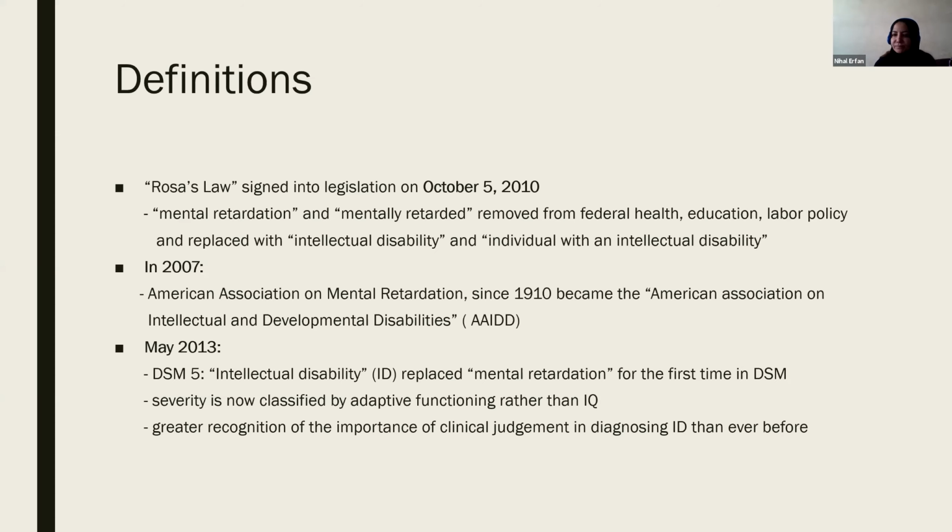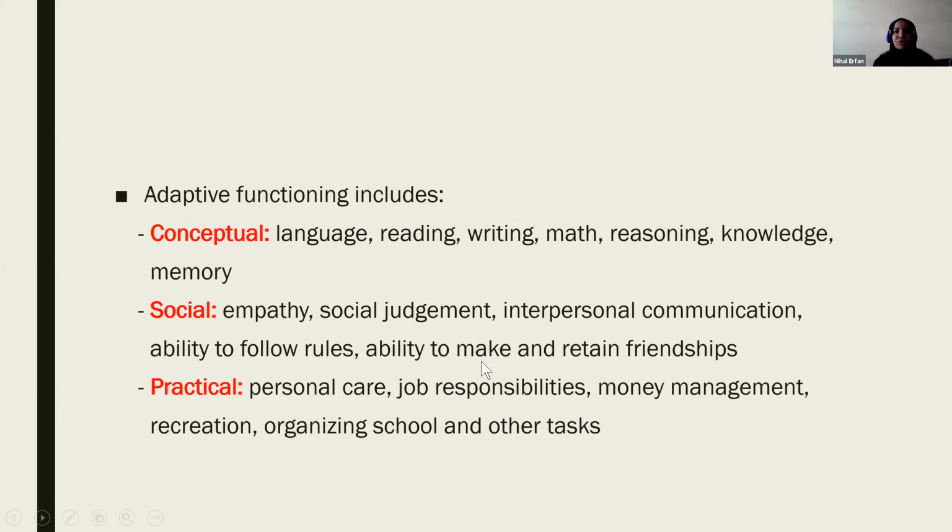So these adaptive functionings are three, a kind of triangle: conceptual, social, and practical. So looking at people from these three domains. Your conceptual domain is things like language, reading, writing, math, reasoning, knowledge, and memory. These are important for you to know. When I say conceptual abilities, that's what I'm talking about.